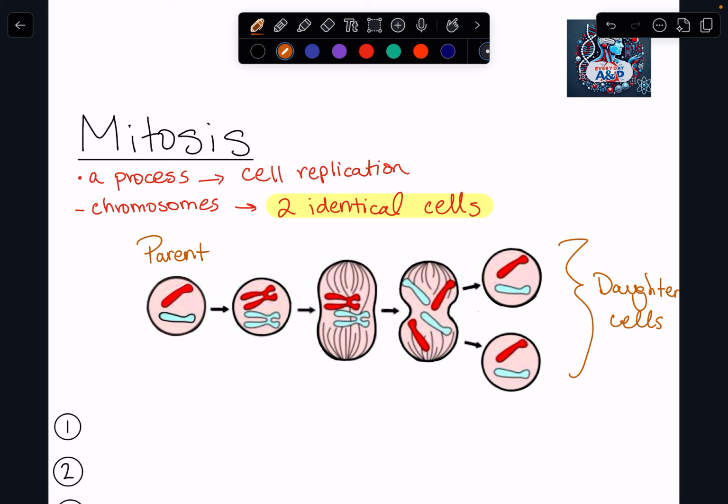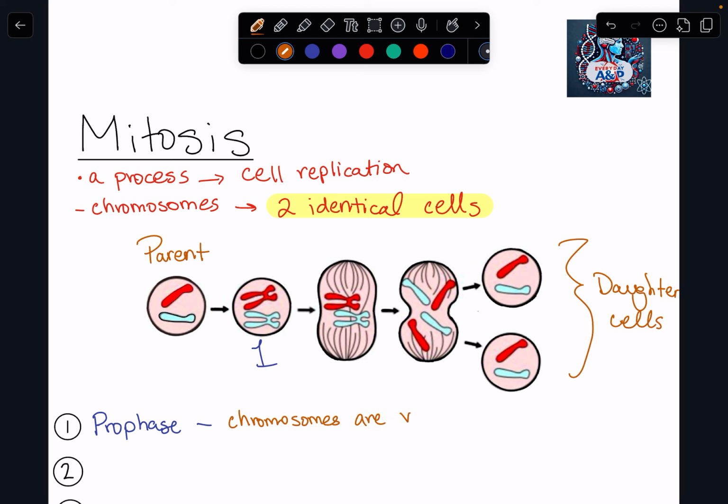Two identical cells. And that is something really important that we need to keep in mind, because at the end of mitosis, generally, it's followed by equal division of the cells, and we have two daughter cells from one parent cell. So if we were to put this in this diagram, this right here would be our parent cell, and these cells right here would be our daughter cells. So let's talk a little bit more about the different phases of mitosis.